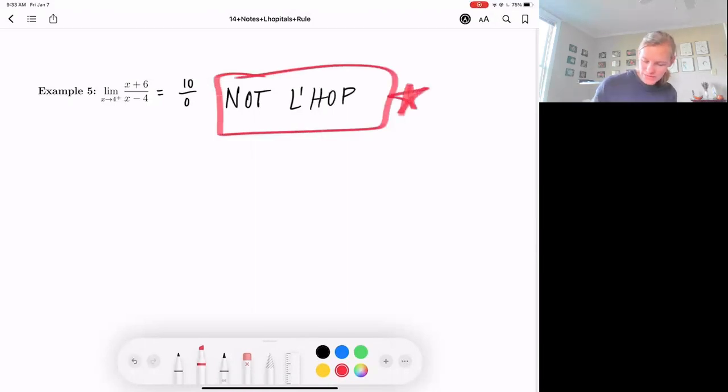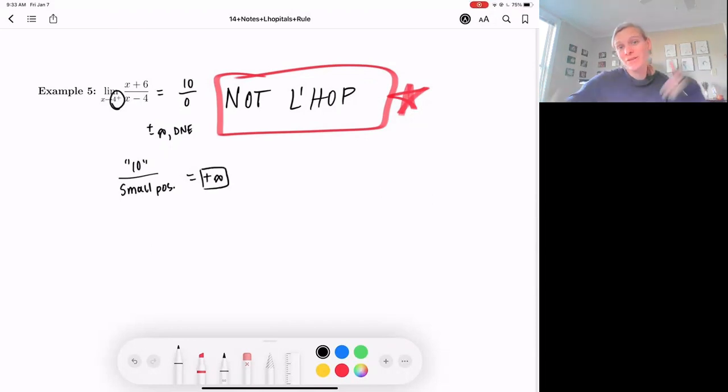Okay, so we need to deal with this with methods from last semester. And I'll just do this quickly. If you don't remember this too much, that's okay. So in this case, I got a number over 0. So remember from last semester, that tells us our answer will be some kind of infinity or does not exist. We're working with a right-hand limit here. So if I plug in a number a little bit bigger than 4, I'm essentially going to get 10 in the numerator, and I'm going to get a small positive number in the denominator. 10 divided by a small positive number gives us a positive infinity. So that would be our answer there without using L'Hopital's rule.